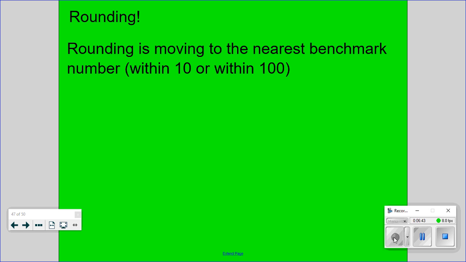We've talked about these benchmark numbers before. We even made a list in our notebook. What is a benchmark number?